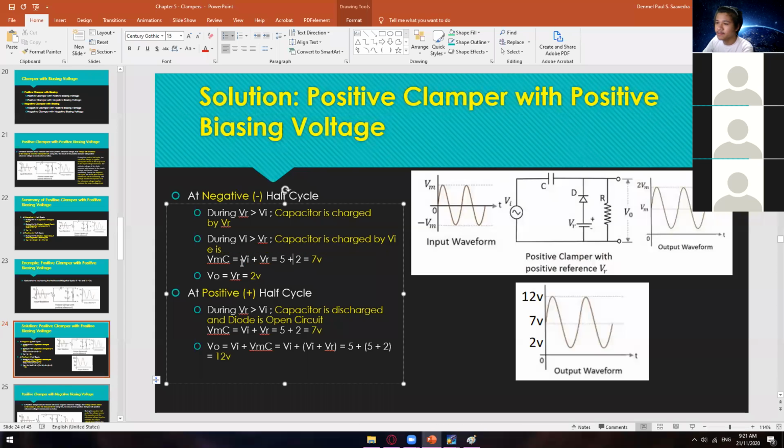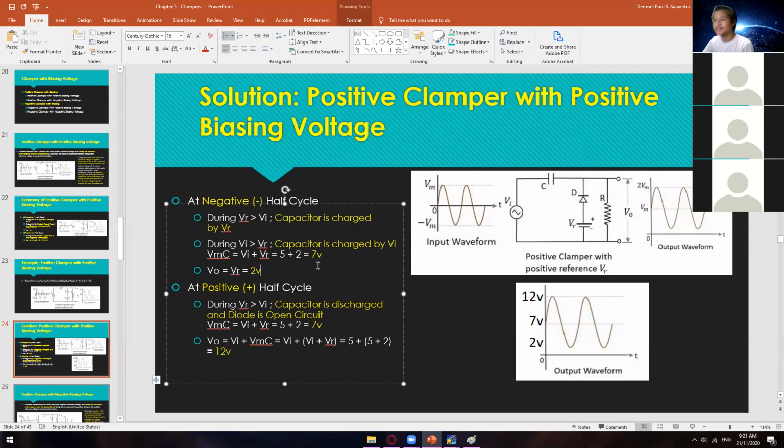To make it more simple, capacitor is charged by V sub I. Yeah, that's it. And then if you're going to take a look in this one, we'll have this kind of equation. So VMC is equal to V sub I, because this one is negatively charged, and then it will be discharged positively, okay, of V sub I. And then we already have this kind of setup before, wherein during V sub R is greater than V sub I. So before, this is already charged positively here, and then discharge negatively here.